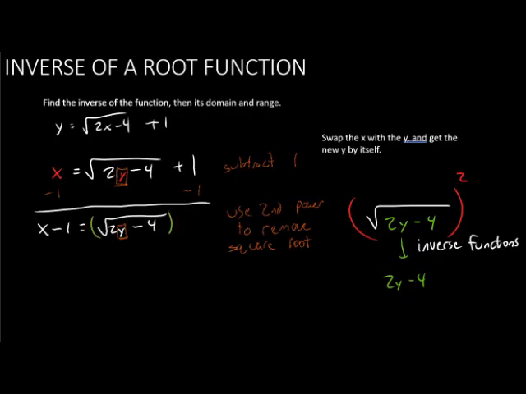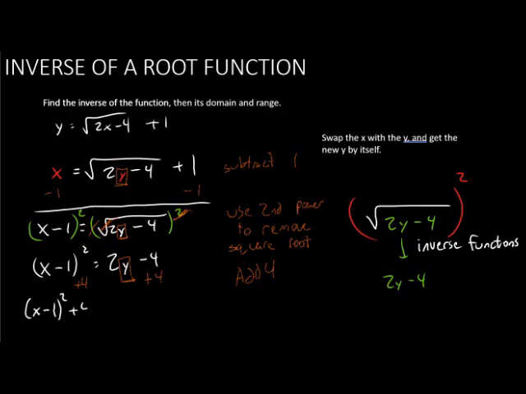So let's write that on our equation, and on the left we will now have x minus 1 to the second power. On the right, the square root and the square cancel out because they are inverses. This leaves us with 2y minus 4 on the right. Now we're still trying to get y by itself, so we're going to have to move that minus 4 by adding 4 to both sides. If we add 4 to both sides, we'll have x minus 1 squared plus 4 on the outside is equal to 2y.